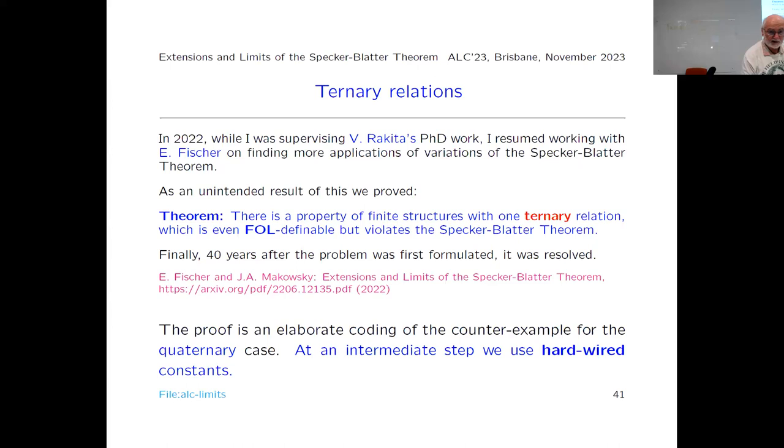So the ultimate theorem is that after 40 years, since the problem was formulated, we resolved it. The Specker-Blatter theorem does not hold even for one ternary relation. And the proof is a rather elaborate coding. You can read it in the paper. The paper has been accepted for publication in the Journal of Symbolic Logic. And the version we submitted is posted on the archive. And the extended abstract was also accepted for CSL next year. So you have plenty of ways of looking at this.